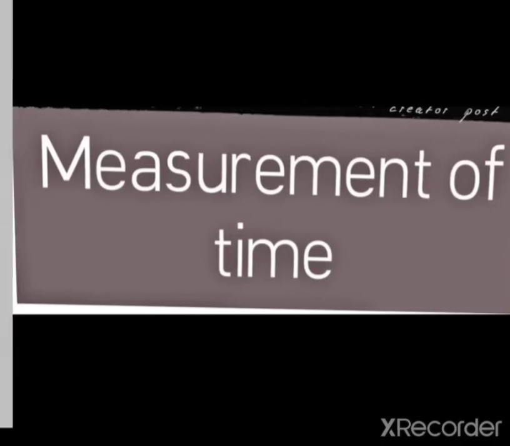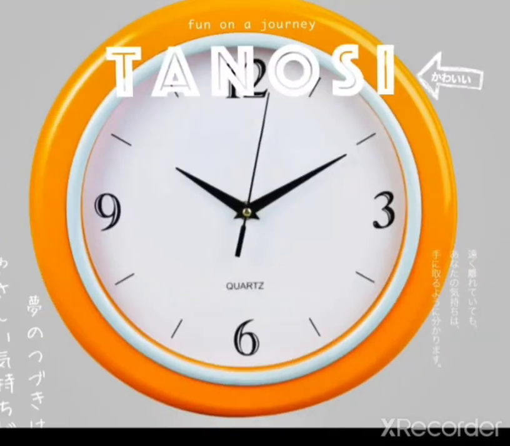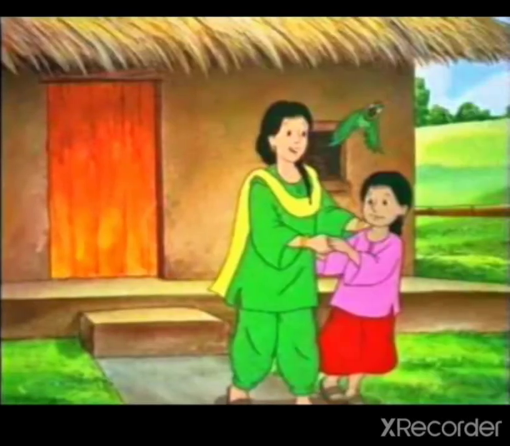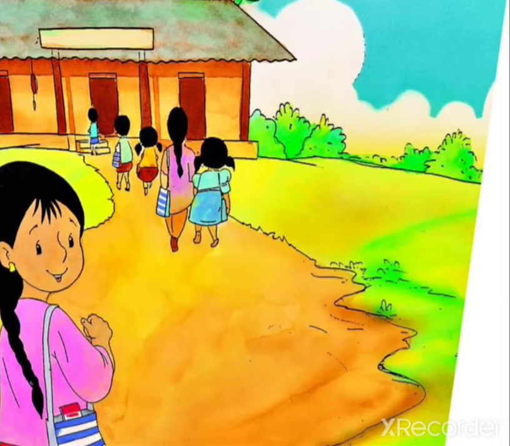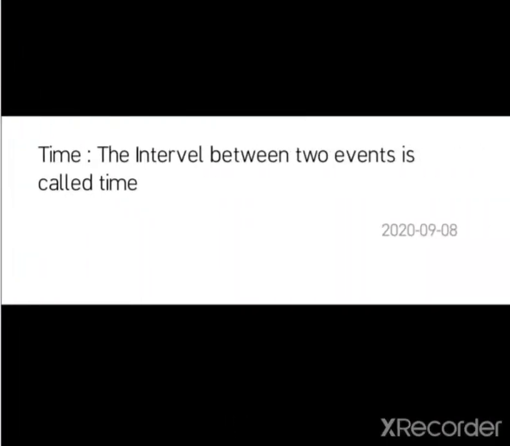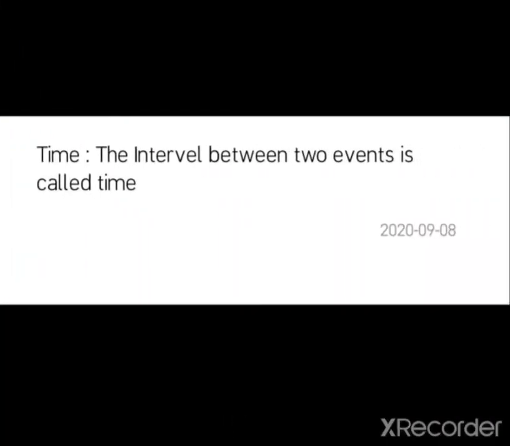Measurement of time. To measure time we use clocks, different types of clocks. Then what is actually the time definition? Here you can see the girl started from home, and to reach the school, what is the time taken? How to define time? The definition for time: the interval between two events is called time.